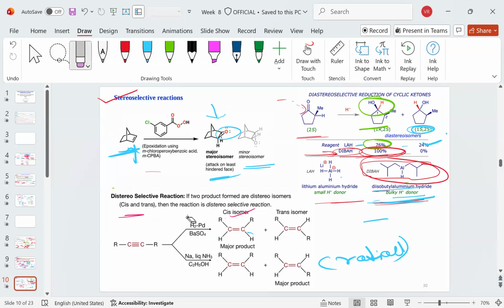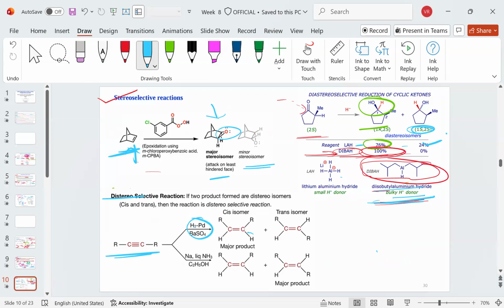Another example, as you can see here. In this case, what happened? There are two different types of reactions. The first reaction is the reduction of this alkyne with H2 and a palladium catalyst under the influence of barium sulfate. We get the cis product as the major product, and the trans product as a minor product.